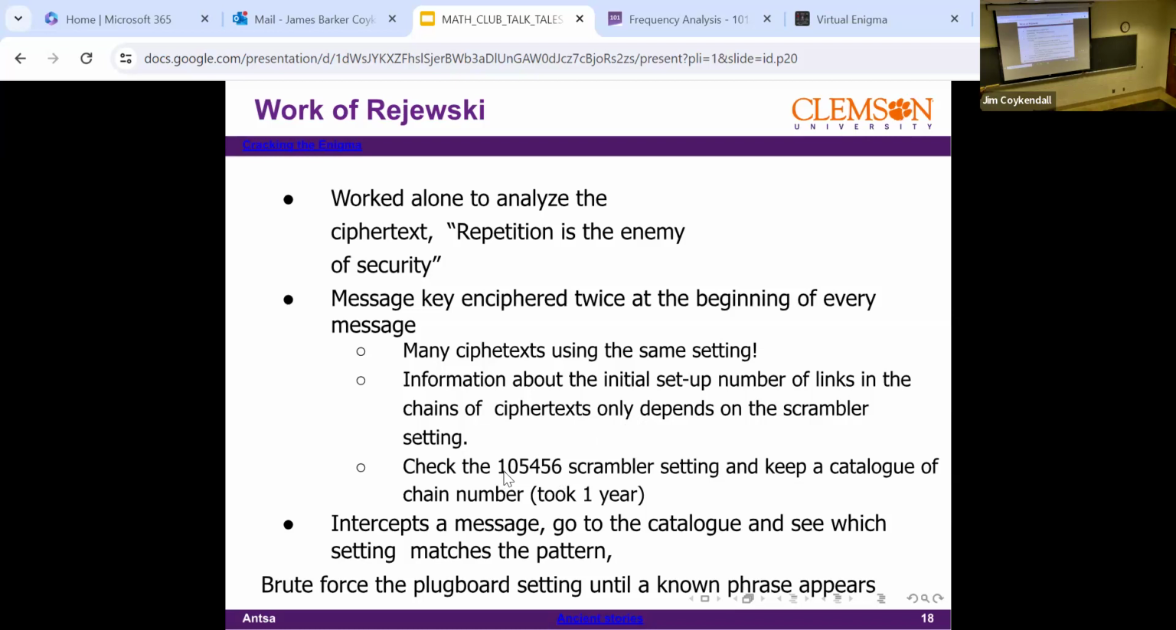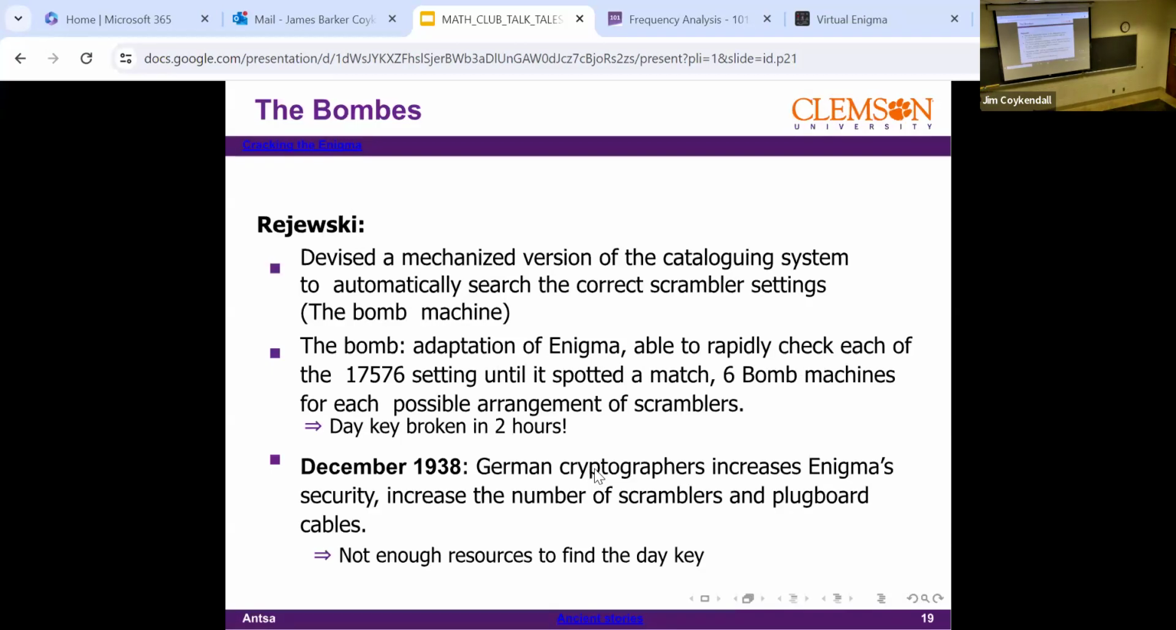So what he did was, there are this many scrambler settings, and he wrote a catalog of chain numbers. So he discovered how it works, and all of the people who worked with him did all of that cataloging. They basically brute forced the plugboard until a known message appeared, because remember, there was the scrambler setting and there was the wiring. If you already know the scramblers, the work is small and becomes feasible if you have many people. Then we feel like, okay, those people are doing the most boring job in the world. How about an automated version?